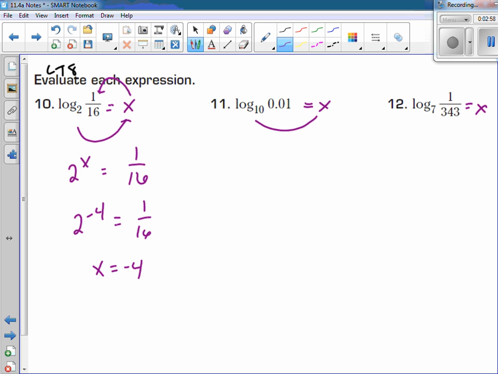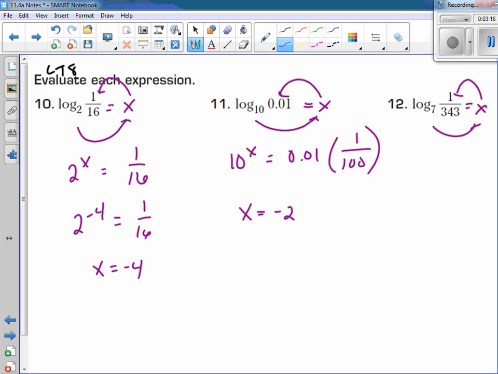Same thing for these others. We get 10 to the x power equals 0.01, which is the same as 1/100. So again, a negative, and 10 to the what power is 100? Well, 2. So x must be negative 2. And one last, 7 to the x power equals 1/343. Well, again, it must be negative because it's a fraction, and 7 to the third power is 343, so x equals negative 3.